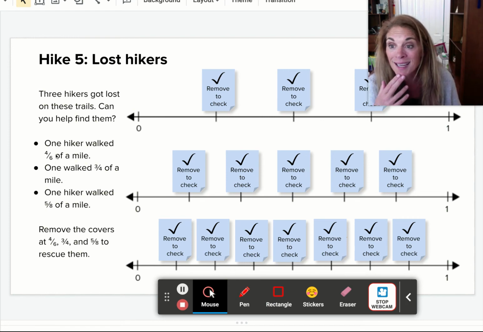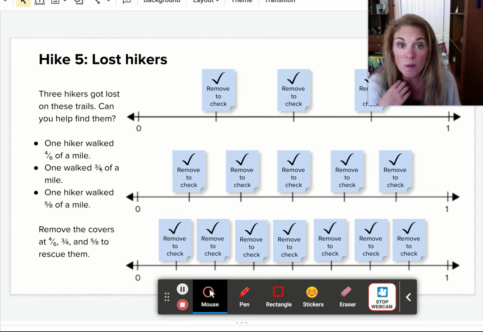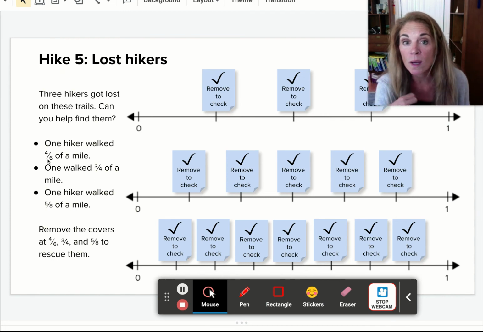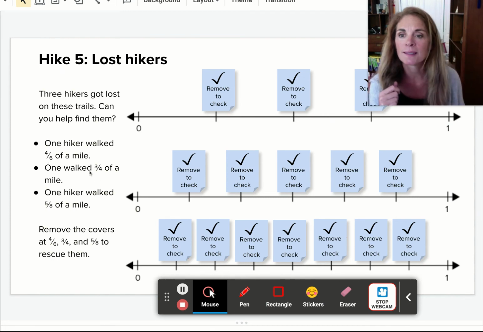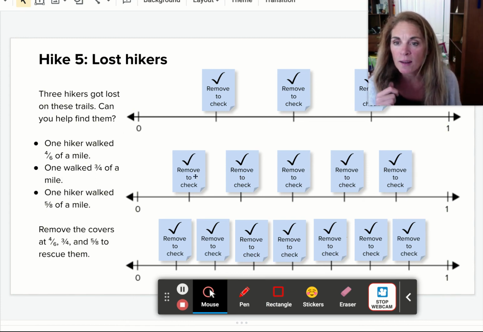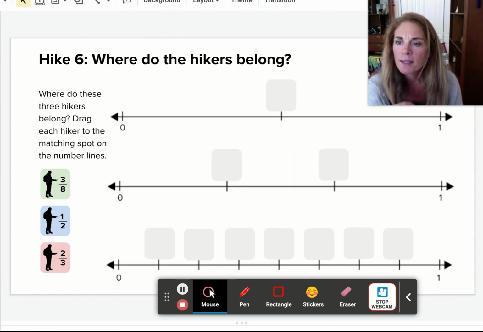If there are 6, then that is the number line this hiker got lost on. And then you have to figure out where is the 4th sixth. One walked 3/4 of a mile. You're just going to click on these boxes to look and see, are you right? Remove the covers at 4/6, 3/4, and 5/8. This one's fun. It's like a little scavenger hunt. Now you're going to put the hikers where they belong.